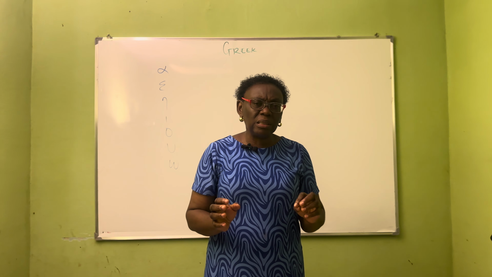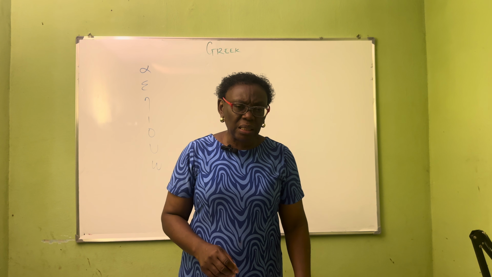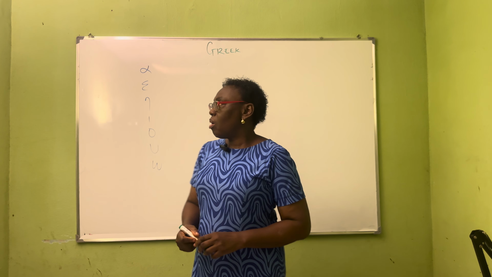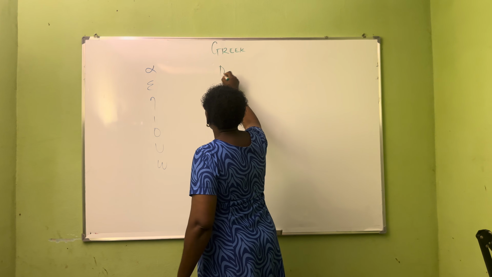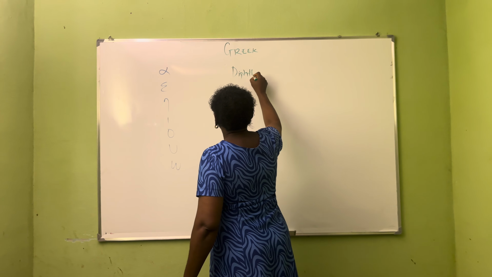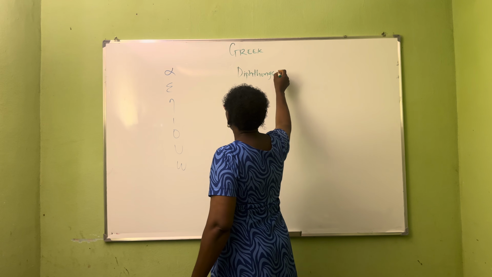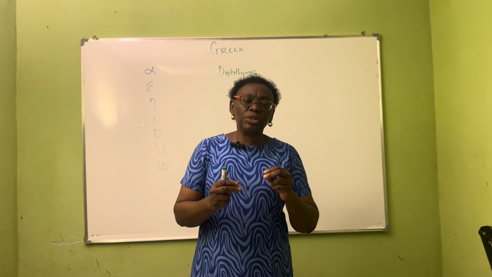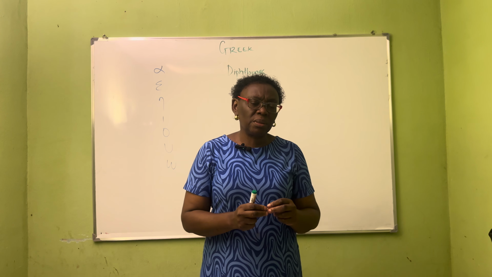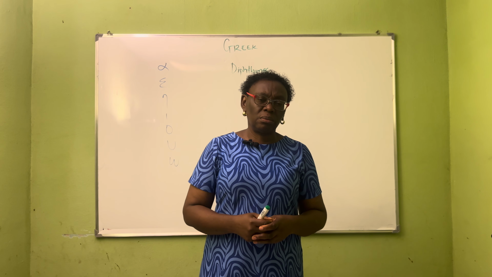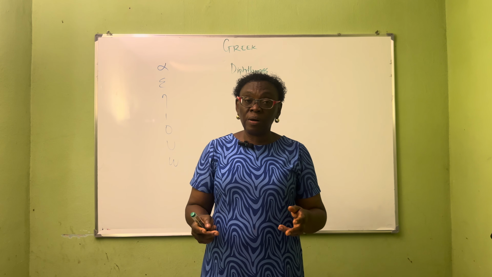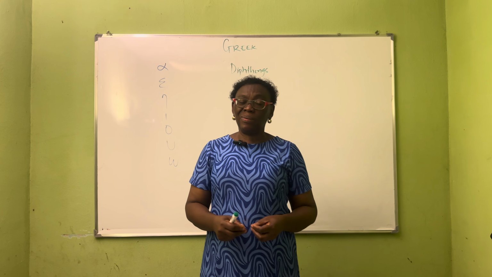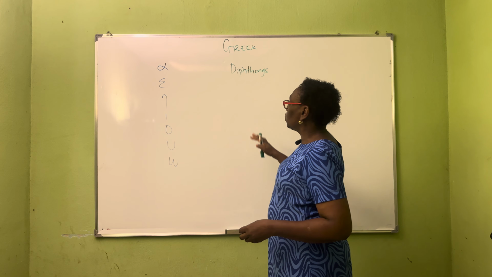In addition to these 7 vowels, there is a concept called diphthongs. What are diphthongs? Diphthongs refer to 2 vowels that produce a sound. Diphthongs, 2 vowels that produce a sound. And that's what I want us to look at today.